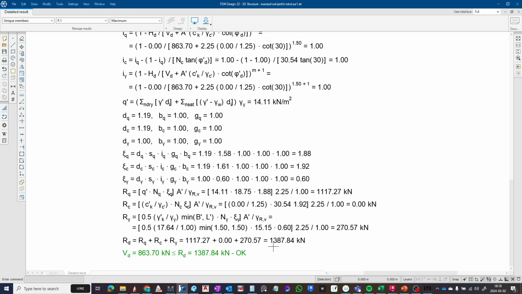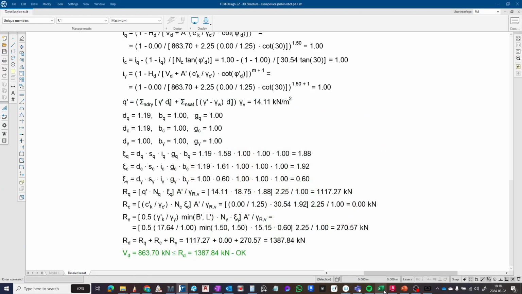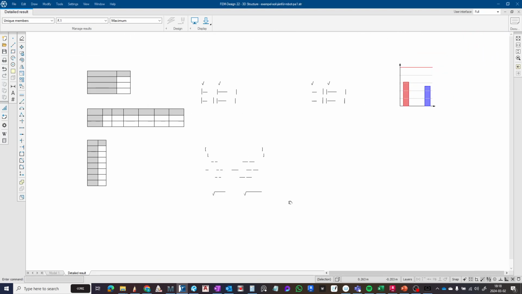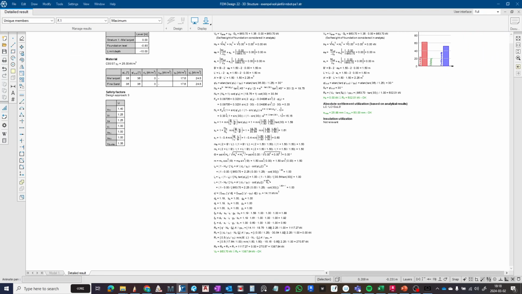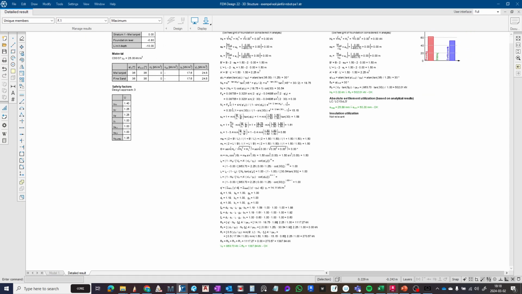In that way, making these calculations and following this method with extra factors here, we have a bearing capacity of 1.3 megapascals, which is a little more than Robot. They have 0.92, and the manual calculation is 1.12. So we are in the nearby of these good calculations. So that is the way that we calculate the bearing capacity of the soil.